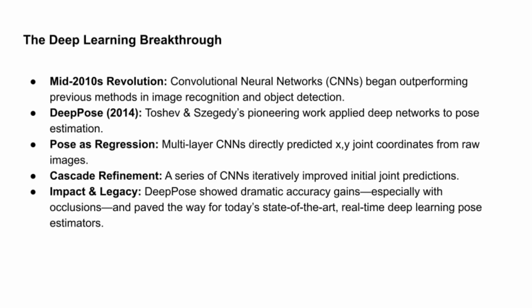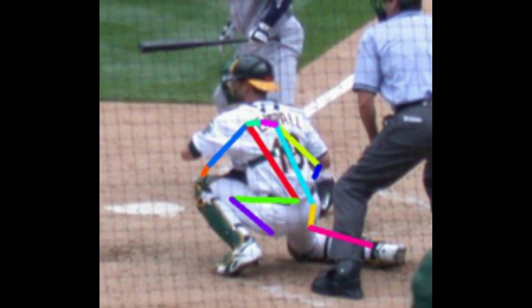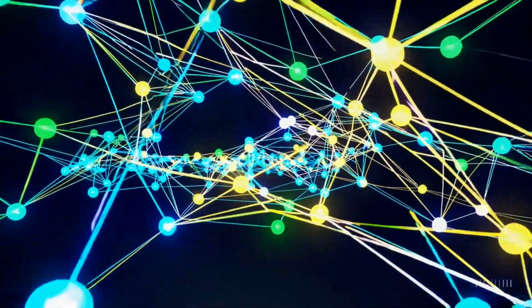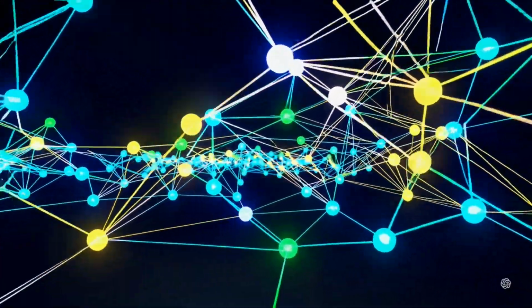DeepPose demonstrated a significant jump in accuracy compared to classical methods, especially in challenging cases. The deep network was able to model complex, hidden poses. For example, it could infer the location of an occluded knee by learning from context and symmetry, something extremely hard-coded approaches struggled with. The success of DeepPose showed that CNNs could learn rich representations of human body structure and appearance, far exceeding what hand-tuned features could achieve.